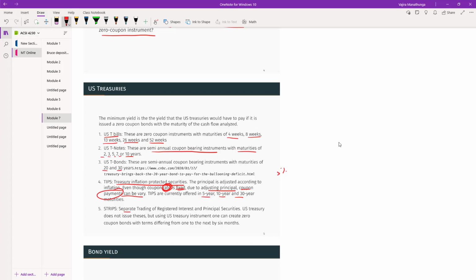Strips are separately traded registered interest and principal securities. These are not issued by the US Treasury, but using US Treasury instruments, banks can create this kind of bond.